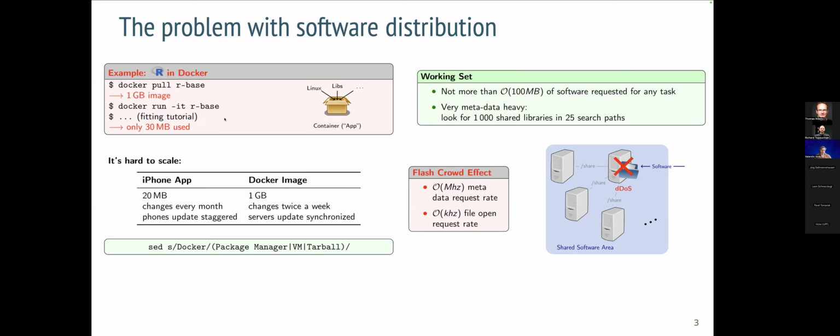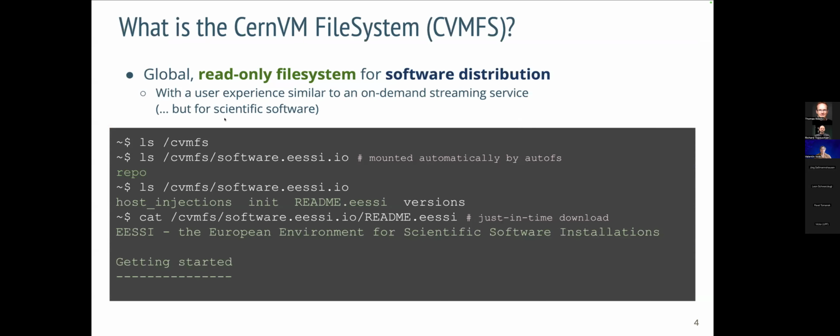All right. So all of this motivated the development of the CernVM file system, which is a global read-only file system for software distribution. So we'll try to unpack a little bit what all of this means.